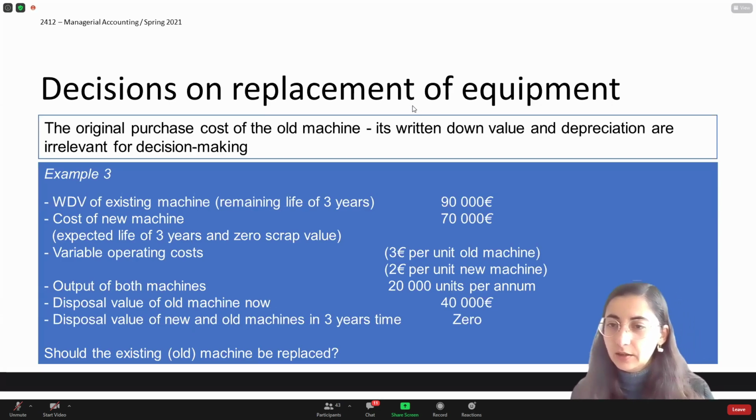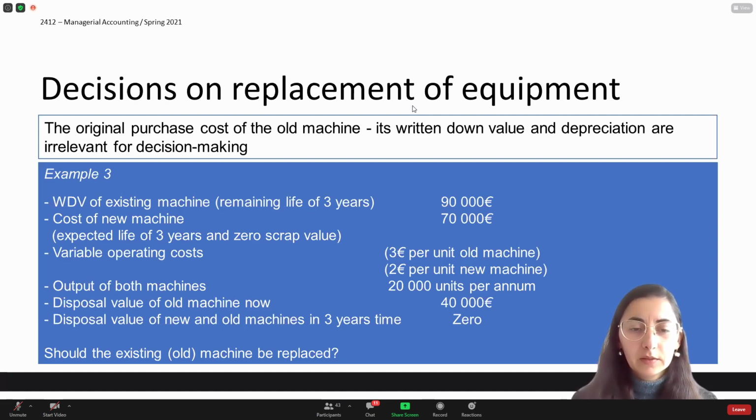Professor, here we don't include the fact that the written down value is 90,000, but yet we sell it for 40,000. Don't we have to include that in the calculations in a way as well? So the written down value in the books is 90,000. You sell it for 40,000. Isn't that in a way a loss of 50,000? Mm-hmm. So we don't add it in our calculations.